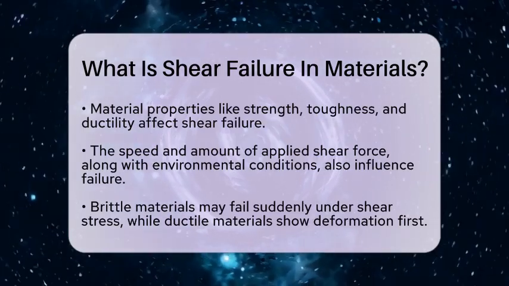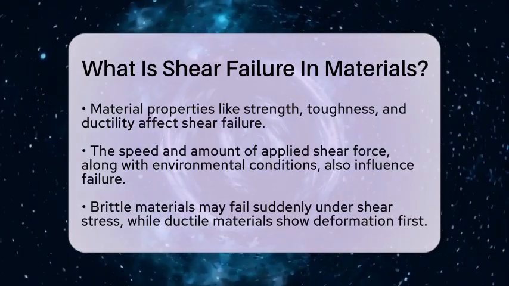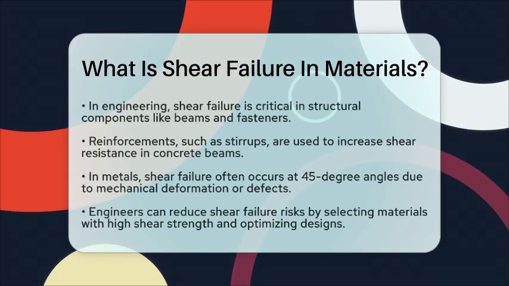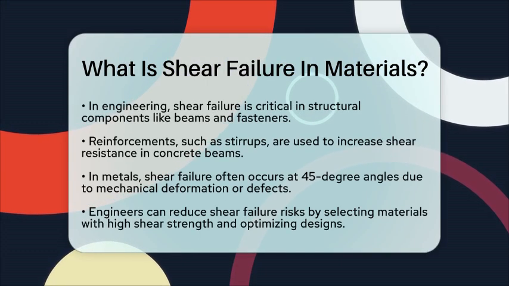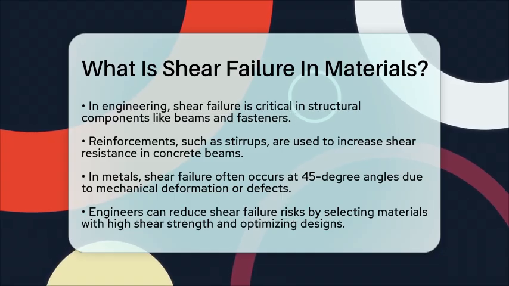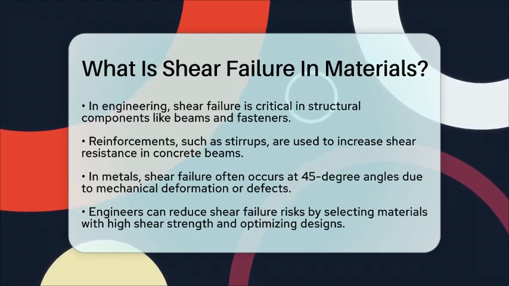In metal components, such as cold-worked steel, shear failure typically occurs along planes at 45 degrees to the applied stress. This can be due to excessive mechanical deformation, material defects, or reduced ductility from factors like aging or hydrogen embrittlement. Tooling and manufacturing conditions also significantly influence shear failures in metal parts.